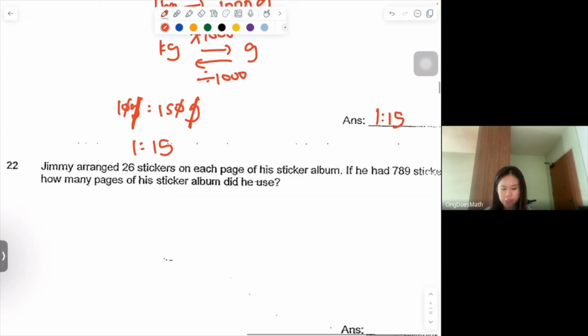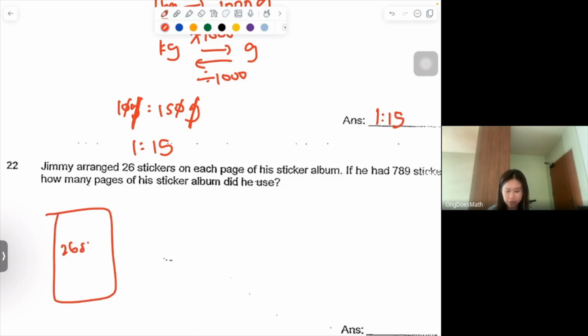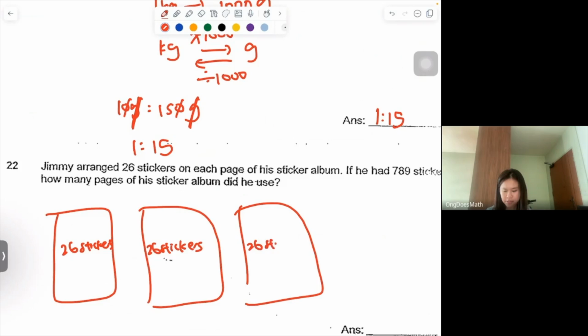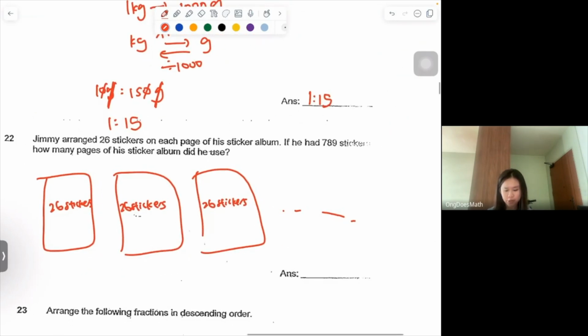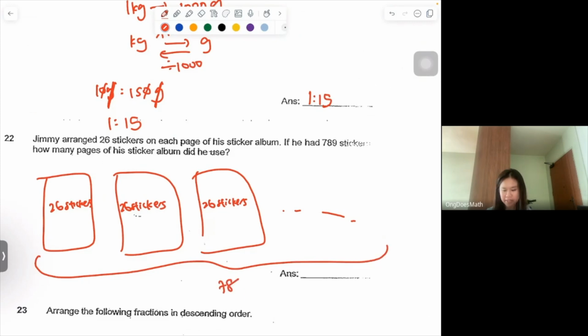Question 22. Jimmy arranged 26 stickers on each page of his sticker album. If he had 789 stickers in total, how many pages of his sticker album did he use? So each page got 26 stickers. So they already help you group it, right? Each page, 26 stickers. You can have many pages. You don't know how many pages, but what you know is that you use up 789 stickers in total. So how many pages did he use?